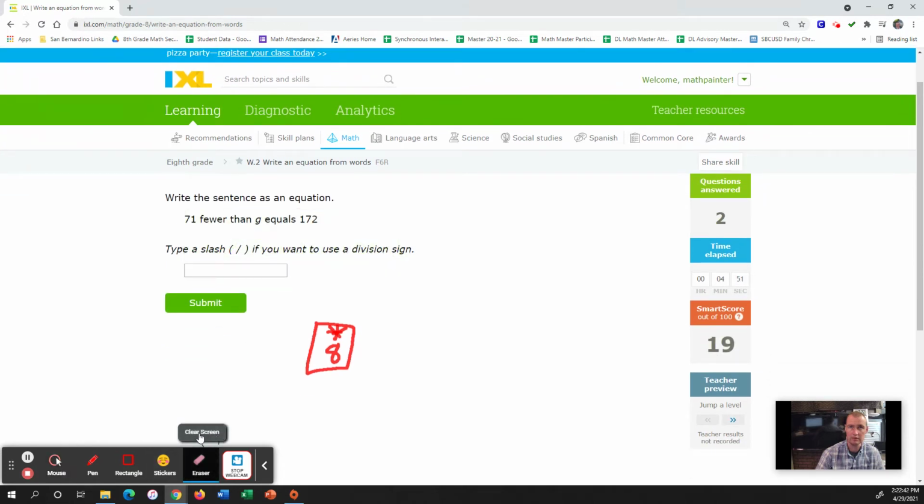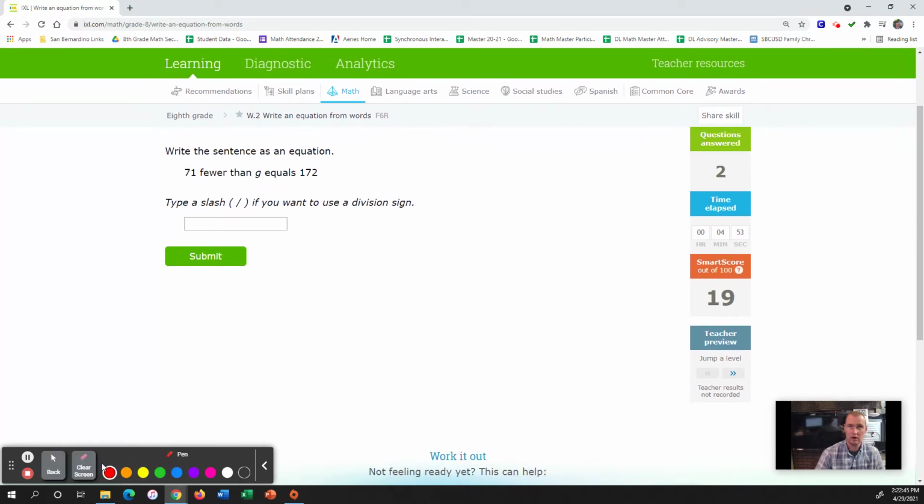All right, moving right along here. We got 71 fewer than G. So notice that word than right there. And the word fewer means subtract. So than means it's going to be a switcheroo for these two. And the word equals means equals. So G subtract 71, because it's 71 fewer than G, equals 172 is the equation we're looking for.